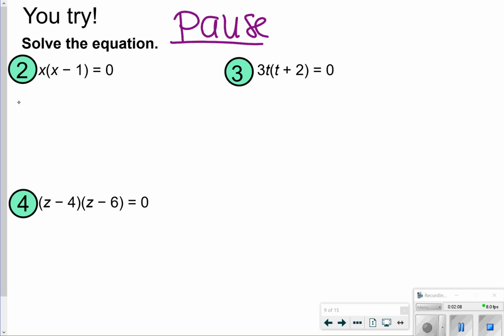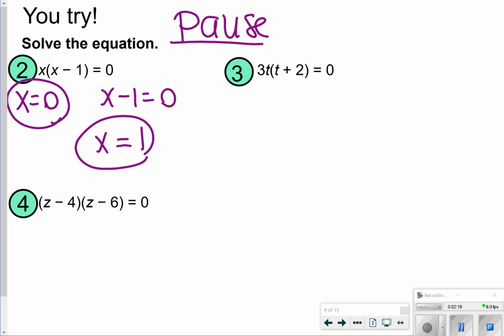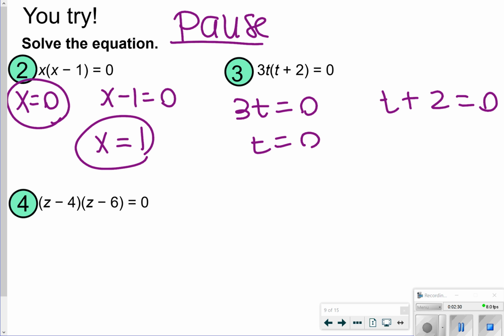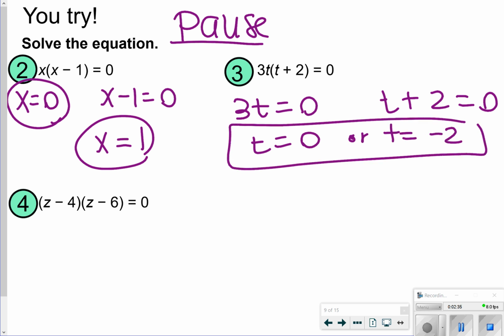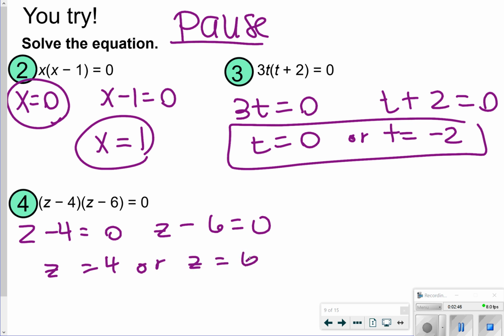Alright, so for number 2, I separated them. I got x is equal to 0, and then x minus 1 is equal to 0. This one is already solved, and then this one, I just bring the 1 to the other side. So I get x is equal to 0, or x is equal to 1. Number 3, I just set them both again equal to 0, separating the products. t would be equal to 0, or t is equal to negative 2. And then for number 4, if we separate them, z is equal to 4, or z is equal to 6.